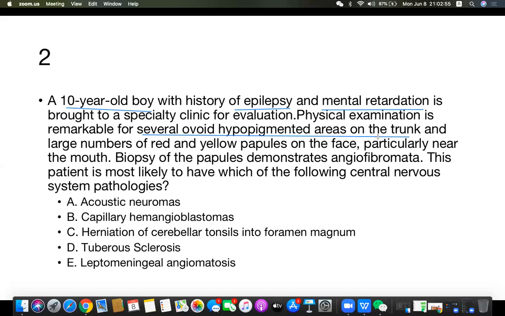Ash leaf spot. That's a typical name in tuberous sclerosis. Another very typical finding is also given. There are a large number of red and yellow papules on the face. These are called adenoma sebaceum because the biopsy demonstrates angiofibromata. Okay, they are called adenoma sebaceum.